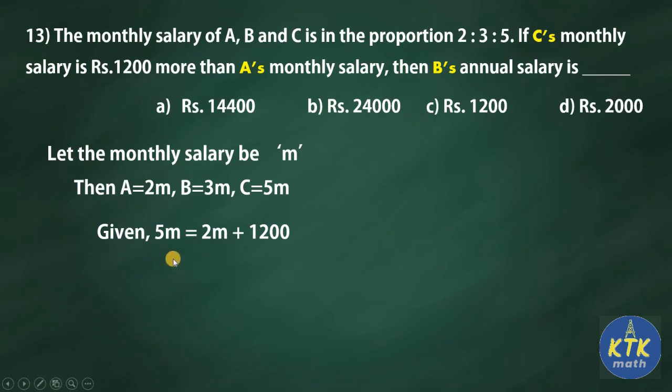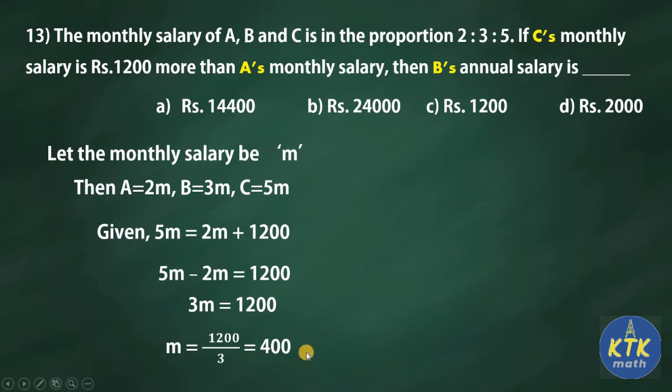Now you can solve this equation. Transfer this 2M to the left side. What will happen? This 2M becomes minus 2M. So 5M minus 2M is 3M. So 3M equal to 1200 means what about M? 400. 3M equal to 1200, therefore M equals 400. So we got the value of M now.